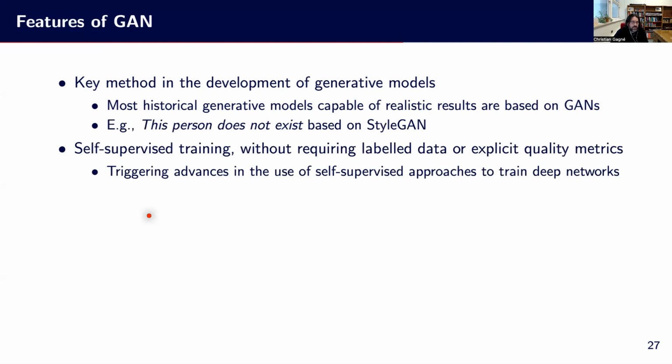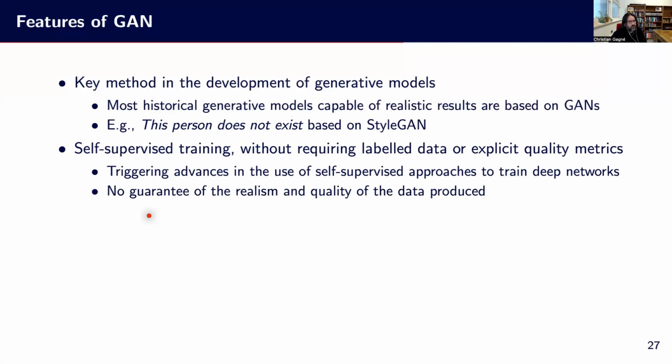What is great with GANs is that they are based on self-supervised training. So we don't need labeled data or explicit quality metrics. We just need a data set, and we are able to train models without having labels. That's an interesting approach that works quite well when we are able to set up our problem to be trained in a self-supervised way.